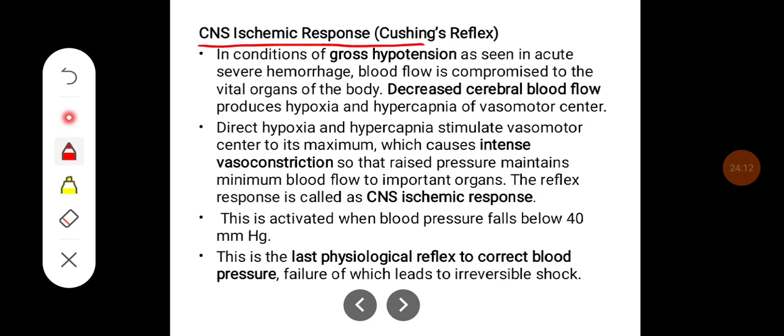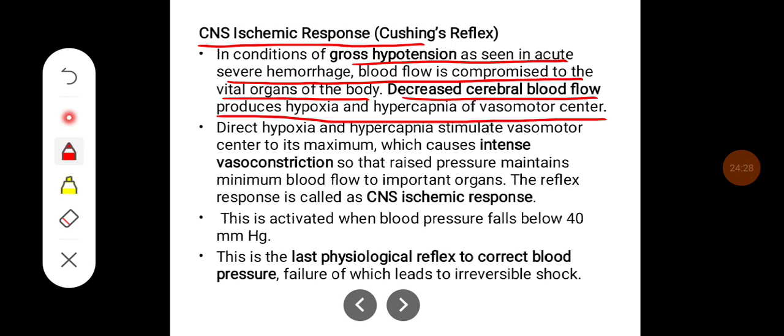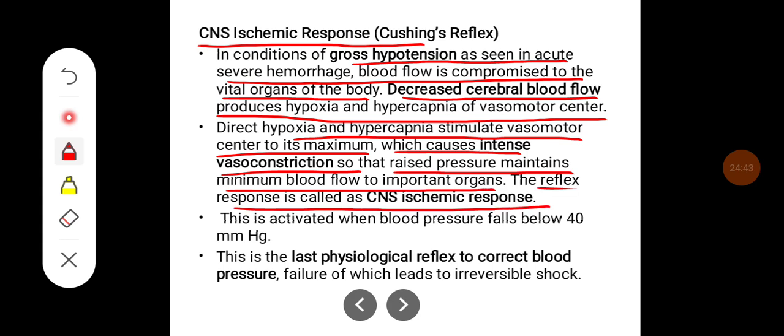Then CNS ischemic response, also called Cushing's reflex. In conditions of gross hypotension, as seen in acute severe hemorrhage, blood flow is compromised to the vital organs of the body. Decreased cerebral blood flow produces hypoxia and hypercapnia of the vasomotor center. Direct hypoxia and hypercapnia stimulates vasomotor center to its maximum, which causes intense vasoconstriction, so that raised pressure maintains the minimum flow to the important organs. The reflex response is called the CNS ischemic response.